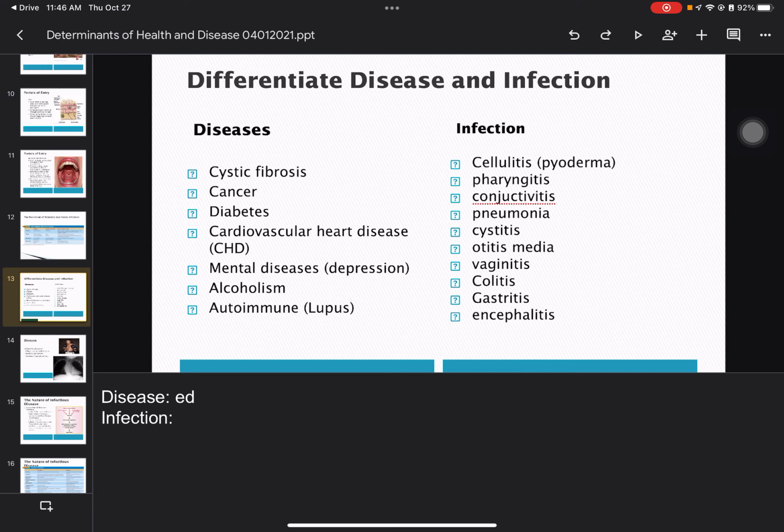With infections, if you look at them and listen to the ending, right? Cellulitis, pharyngitis, conjunctivitis, pneumonia, which is also known as pleuritis, cystitis, otitis media, vaginitis, colitis, gastritis, encephalitis. The main thing we have there is itis at the end, which means inflammation. A lot of times when you have infections, you have inflammation associated with the infection. That doesn't mean that if you have some of these other things, you're not gonna have inflammation. But at least with bacterial infections, two things always: inflammation and fever. Those are the two biggest giveaways for a bacterial infection.